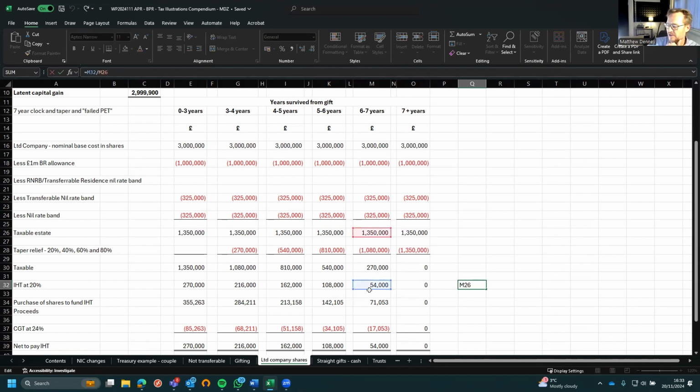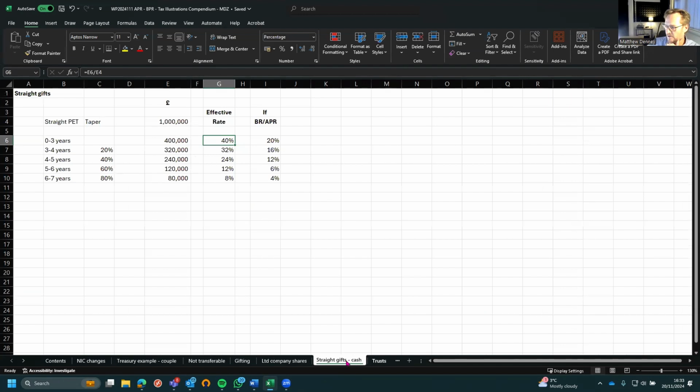That £54,000 tax on the 1,350,000 is effectively our 4%. So that's what it'll look like for trading companies and farms. That's the effective rate.